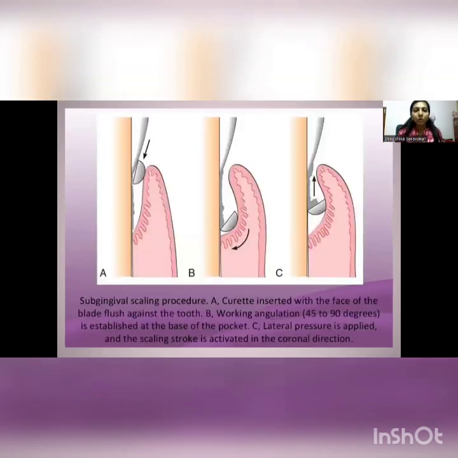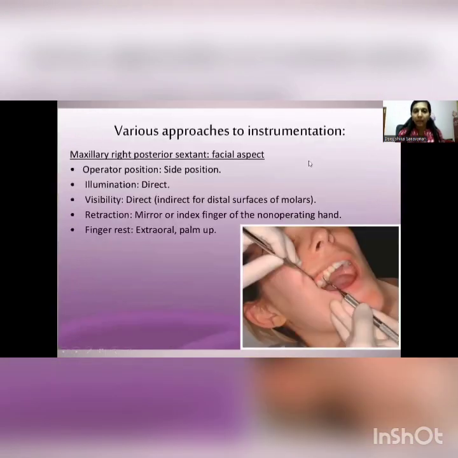So this is how you flush it into the subgingival area. It's inserted at a 0 degree angle. Then you can see that the blade is establishing a 45 to 90 degree angulation. And then you apply pressure and remove the calculus in an upward direction.